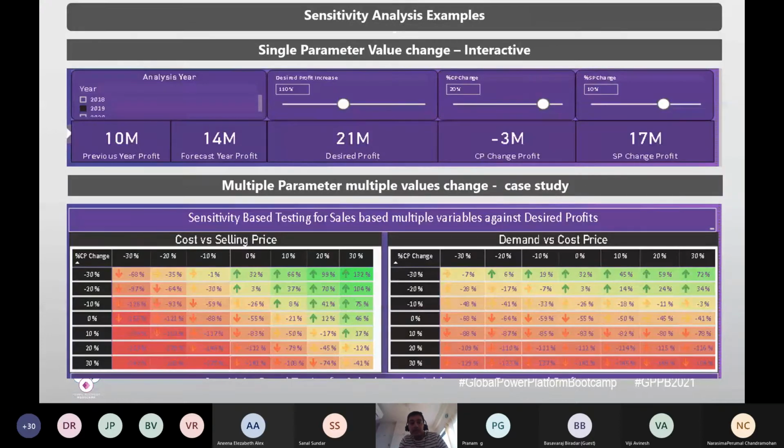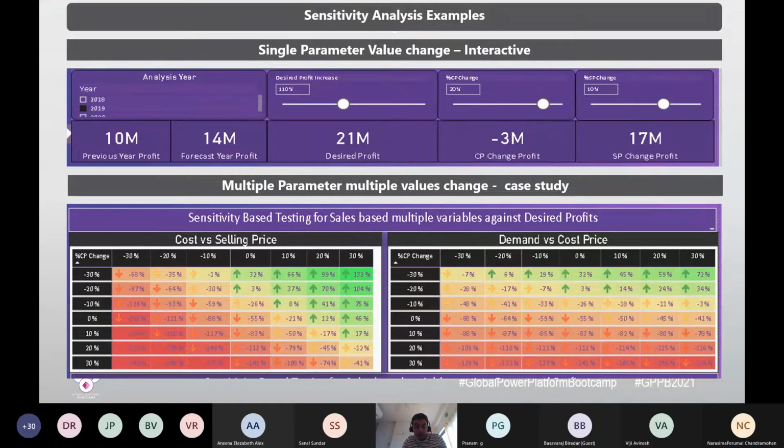This is a simple sensitivity and scenario analysis report, where the upper part is single parameter interactive, which is about sensitivity. The lower part is more about scenario analysis. It tells you, for example, that if you increase the cost price by 20%, your profit is going to decrease by 3 million. So what can be a scenario? Okay, I got a 10 million profit last year. I want to forecast it. I think I can achieve a forecast of 14 million by increasing by 40%. But my desires are something different. So then you start playing around with this sensitivity across variables to see how you're going to achieve it.